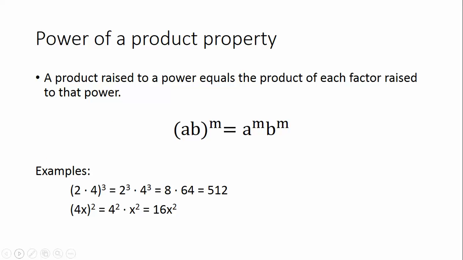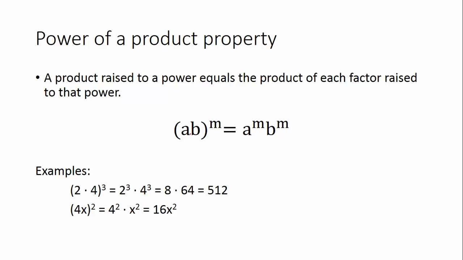Now let's look at another rule. This is called the power of a product. So this is saying if you have a product being multiplied together, that's two or more things being multiplied together, that's raised to a power, it's going to equal the product of each factor raised to that power. Some students like to refer to this as the distributive property. It's not really the distributive property, but this is kind of what it looks like.